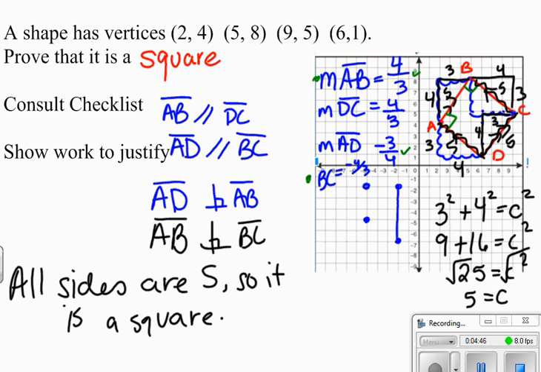Let's reflect on the process. I had to prove that the opposite sides were parallel. I did that with the slope formula. I needed to prove that there are right angles. So with those slopes, I looked for opposite reciprocals. Last but not least, I used Pythagorean theorem, although I could have used the distance formula to show that all the sides were the same length, 5. Therefore, I can conclude that it is a square.